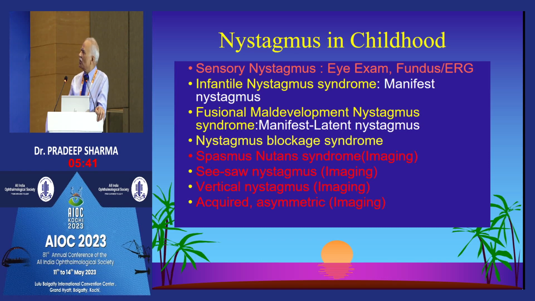There is another condition which we'll deal with, that is fusional maldevelopment nystagmus syndrome. In the older books, it was manifest latent nystagmus. And the third variety is the nystagmus blockage syndrome. In this category, those which are marked in red, again, are to be kept in mind: spasmus nutans syndrome, seesaw nystagmus, vertical nystagmus, and acquired asymmetric, as we talked about earlier. In all of these you have to do neuroimaging.